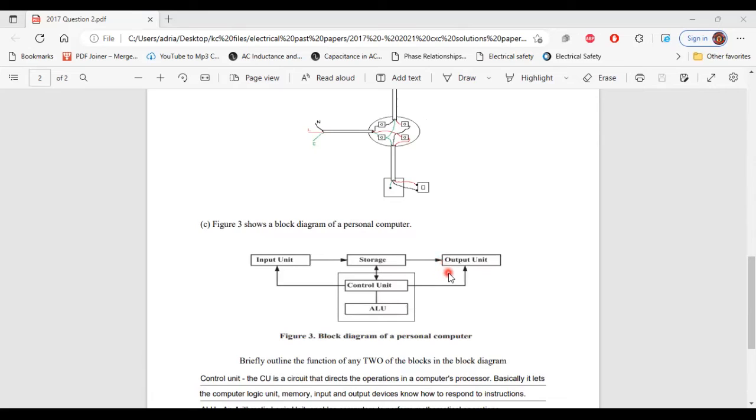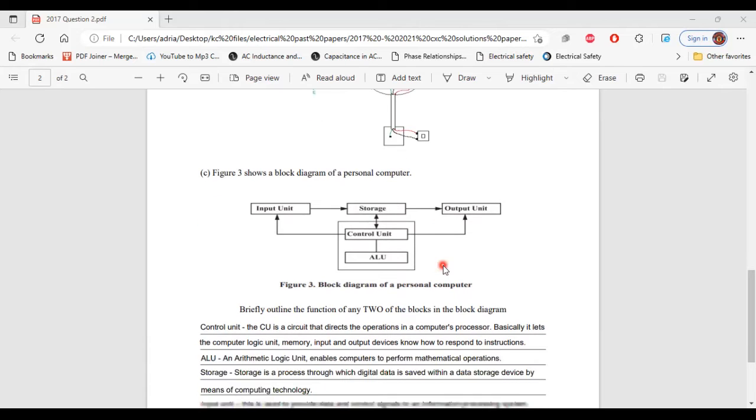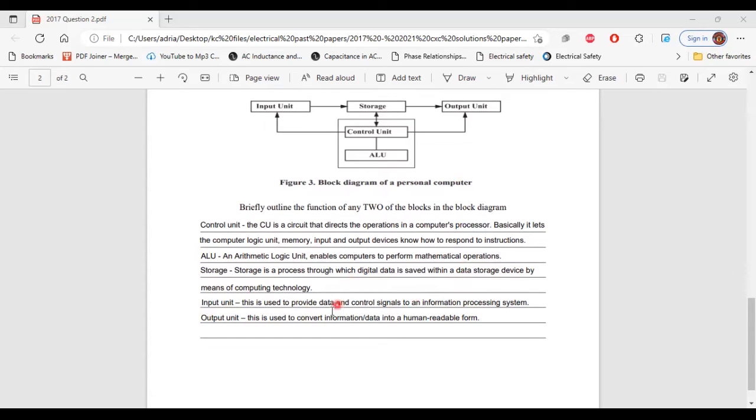It says figure three shows a block diagram of a personal computer. So here's figure three, and it shows the block diagram of a personal computer, as the information said before. It says, briefly outline the function of any two of the blocks in the block diagram. All right, so what I did here was to outline the function of all the blocks in the block diagram.